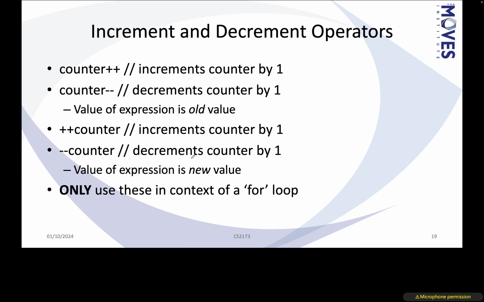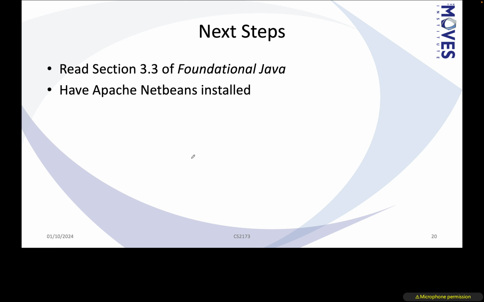Okay, I'm a little over time here. You're familiar with the increment and decrement operators, and basically they're one of these things where there's only one context that I approve of using them, and that's inside of a for loop.